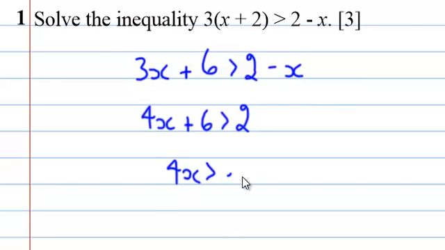4x greater than negative 4. Divide by this 4. It's okay to divide by a positive number within an inequality. So dividing by 4 gives us that x is greater than negative 1, which is the solution.